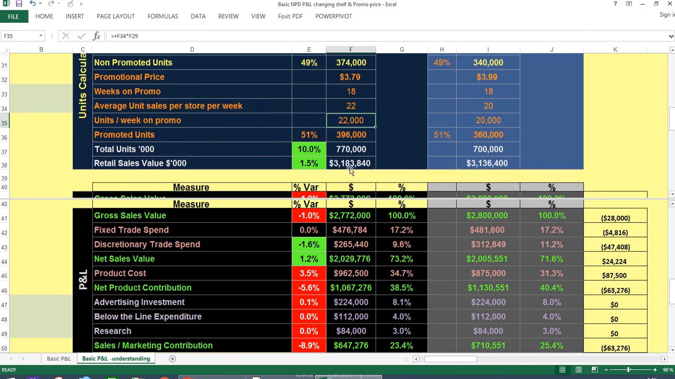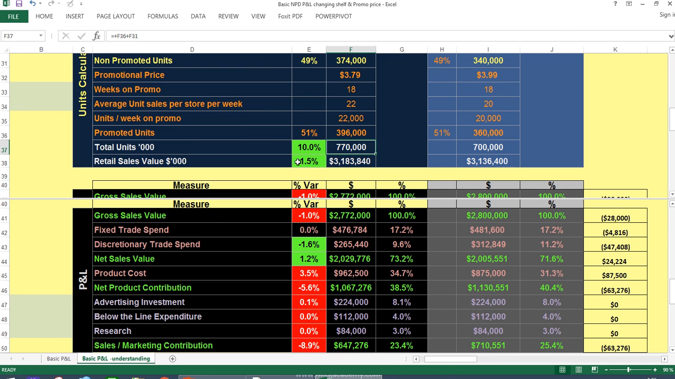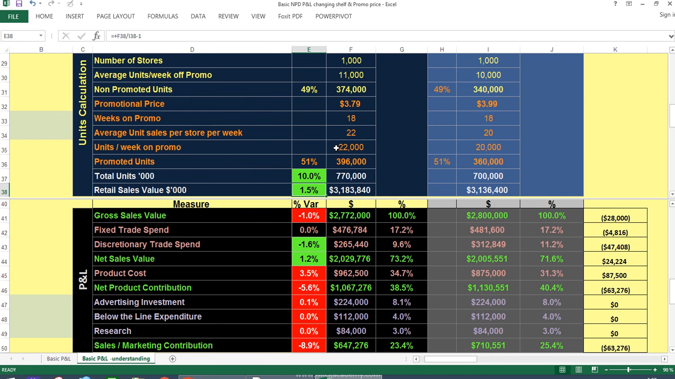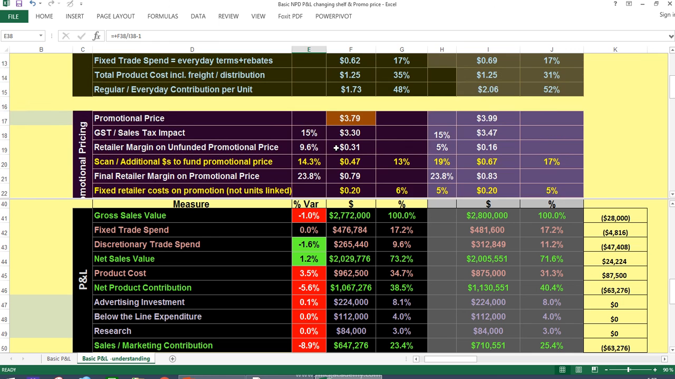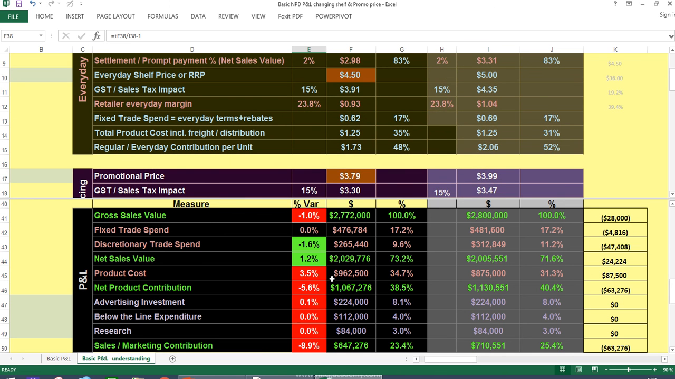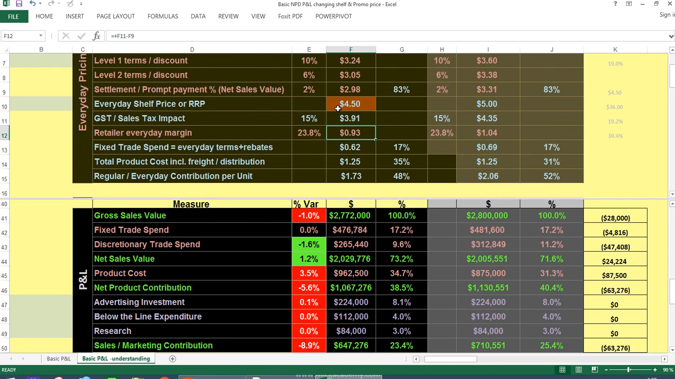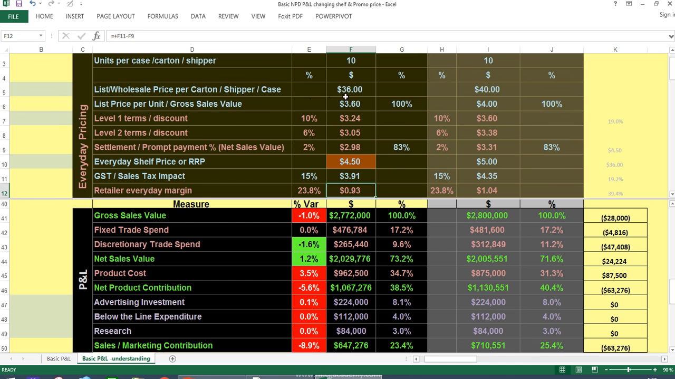You're selling a lot more. You're going to sell 10% more units. Your retail sales value is going to be 1.5% more, so your market share is likely to be higher. But again, you're not there in terms of profitability. You've just gone down. So you might go back to the retailer, and this is always a negotiation. You might go back and say, look, I've given you $4.50, but you need to be a bit more flexible on 23.8.